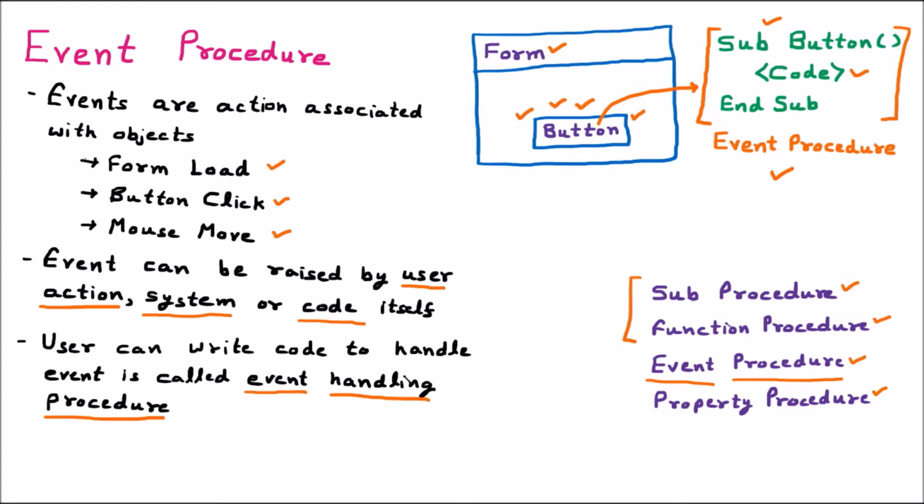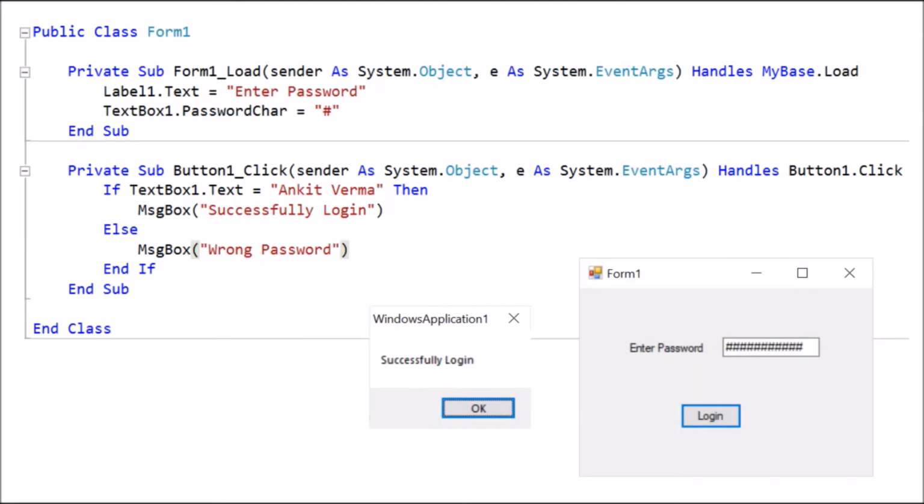Now to understand the event procedure, we are taking a real life example of a program. Then we will understand how the event procedure works. So this is the program of event procedure.